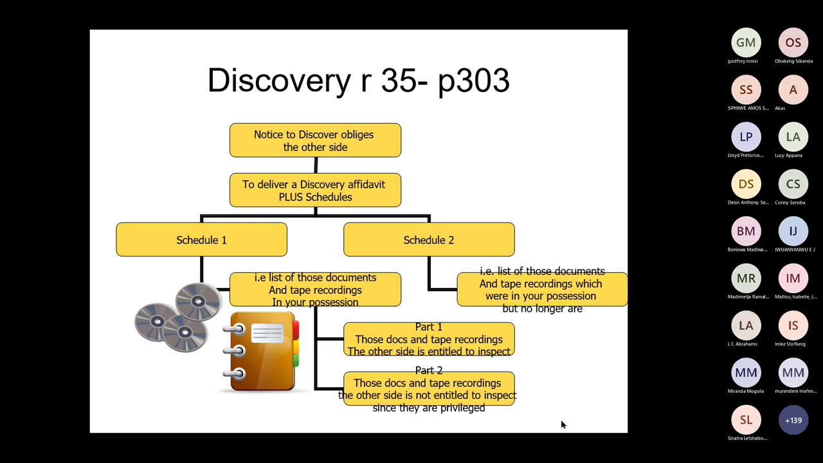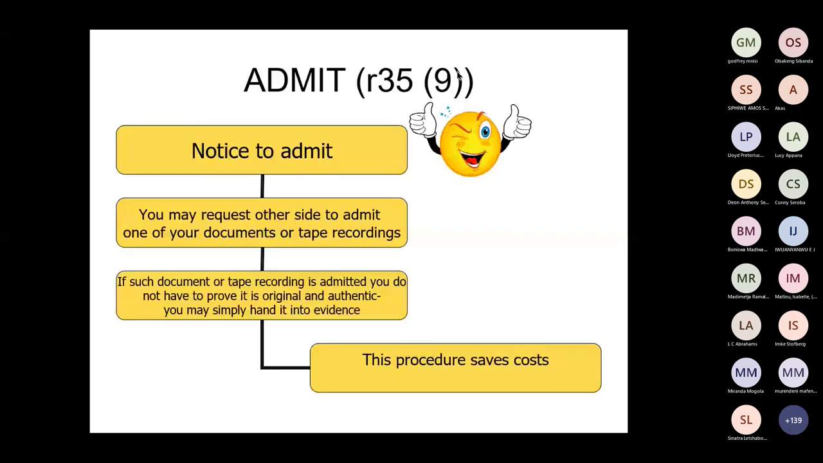Do I have any questions on that? Oh, and another thing that I didn't mention before, I forget. Rule 35, sub rule 14. You can send a notice to your opponent if you need them to give you a document that they have referred to in the pleading. Like, for example, in the particulars of claim or in a plea, a document is referred to.